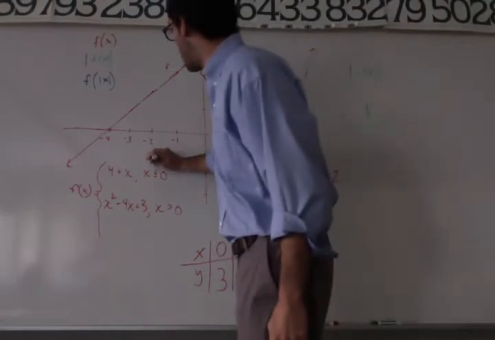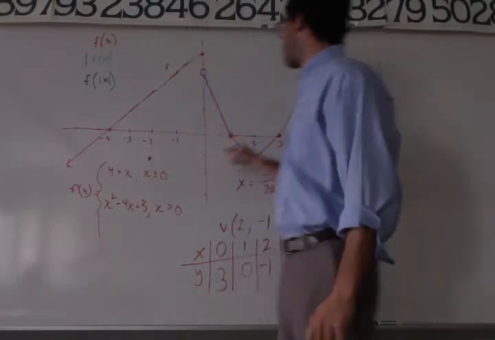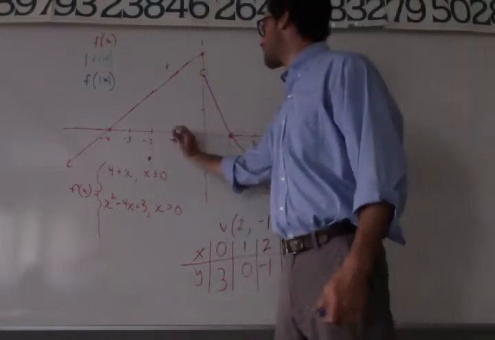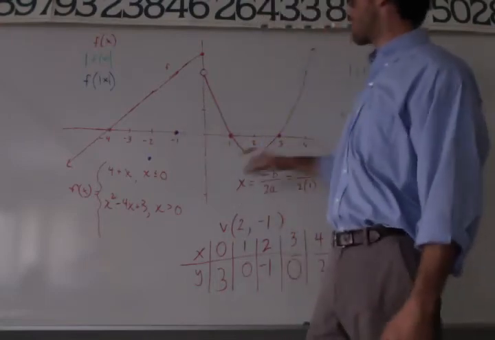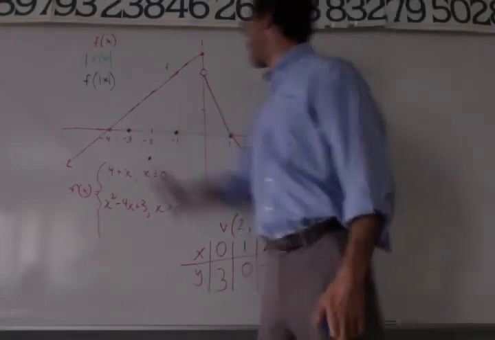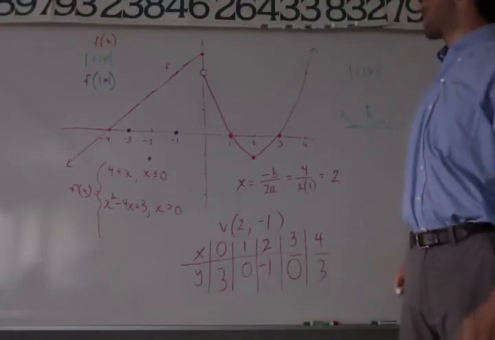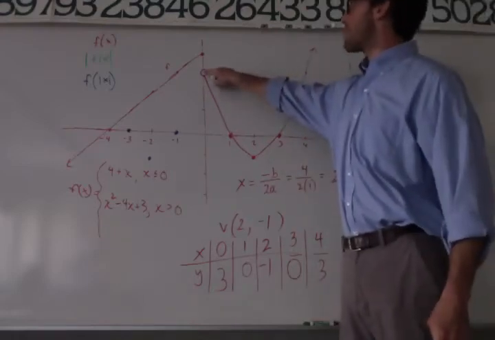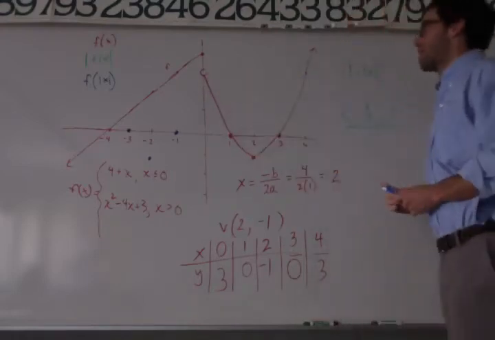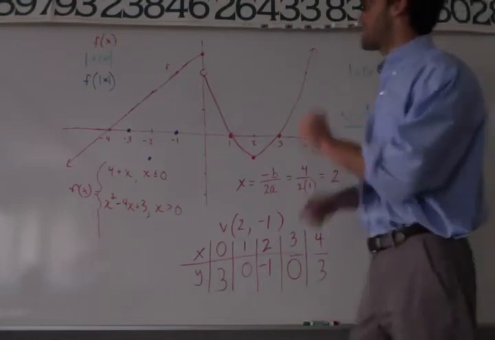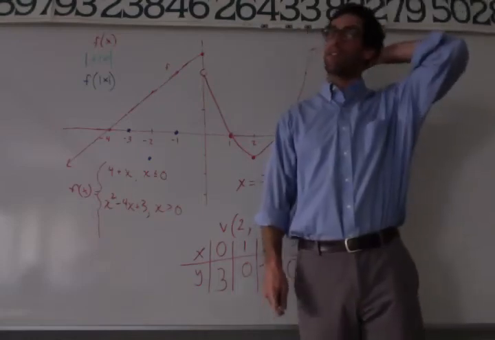2, negative 1, well, negative 2, negative 1. 1, 0, well, negative 1, 0. 3, 0, well, negative 3, 0. And so on and so forth. Now, 0, 3 is a tricky one, okay? But this, ooh, I didn't actually consider this. This is kind of a funny thing that happens, right?